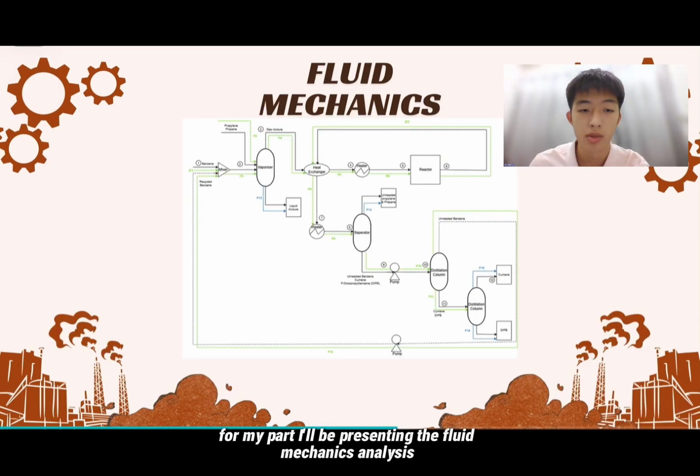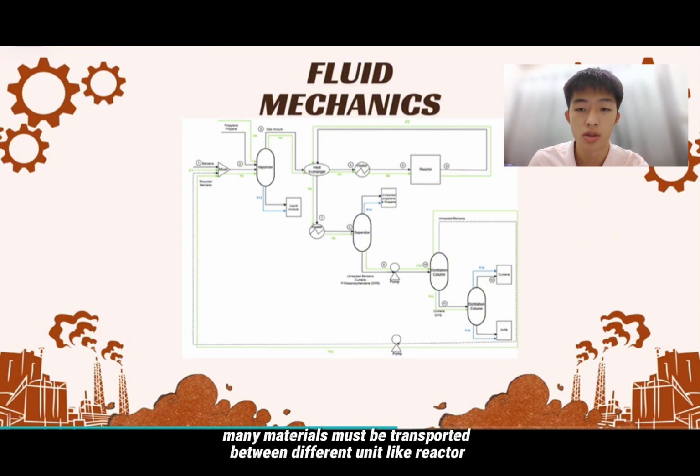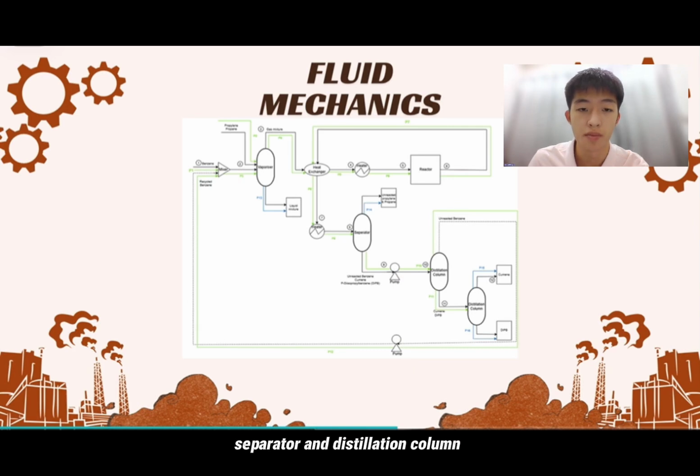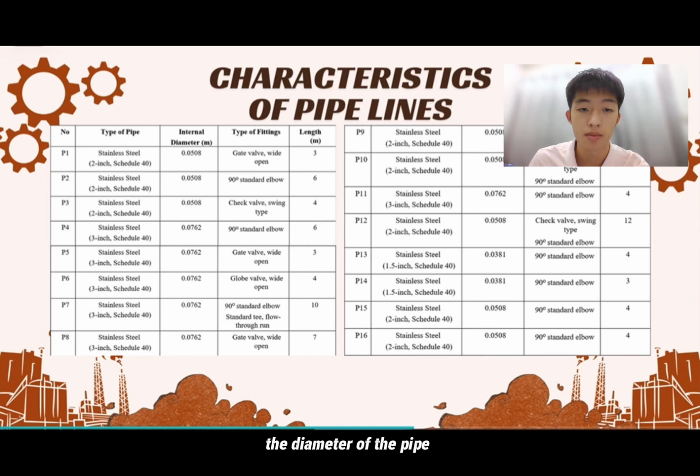For my part, I'll be presenting the fluid mechanics analysis in the cumin production pipeline system. In a chemical plant, many materials must be transported between different units like reactor, separator, and distillation column. The diameter of the pipe plays an important role in determining the flow behavior. Smaller pipe diameter will increase the velocity of the fluid, while larger diameter helps reduce friction loss and pressure.